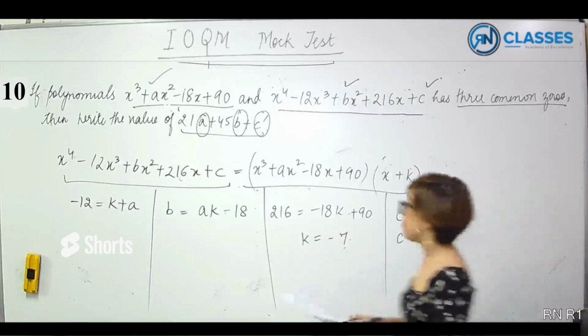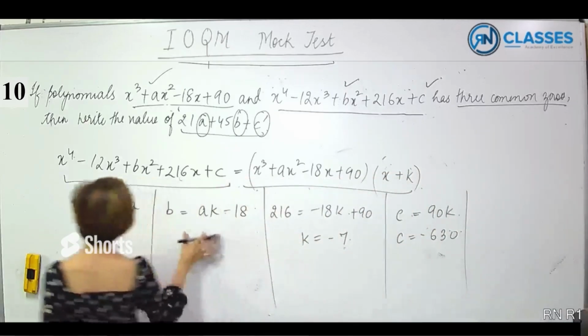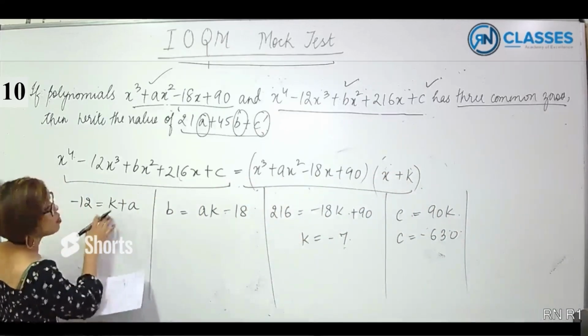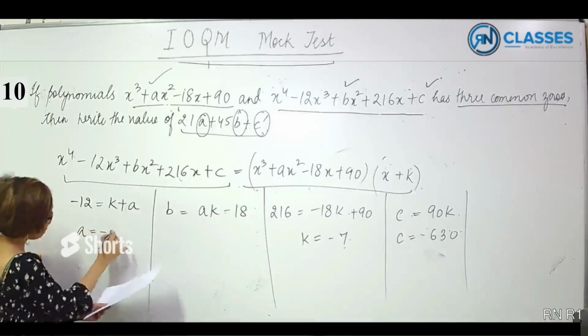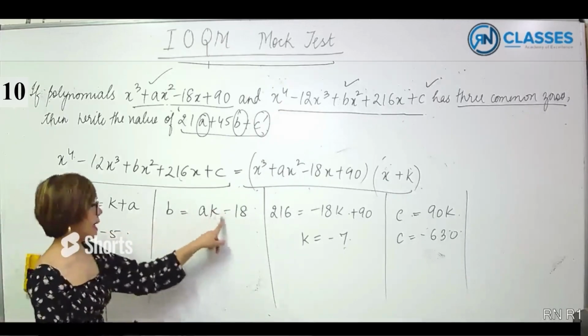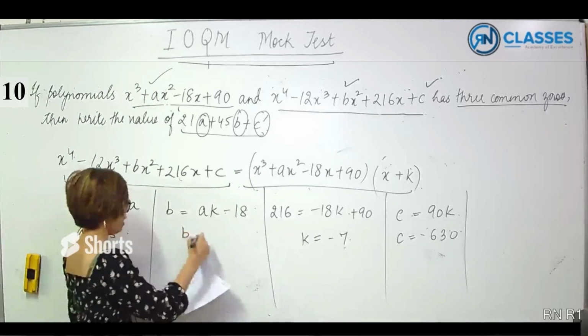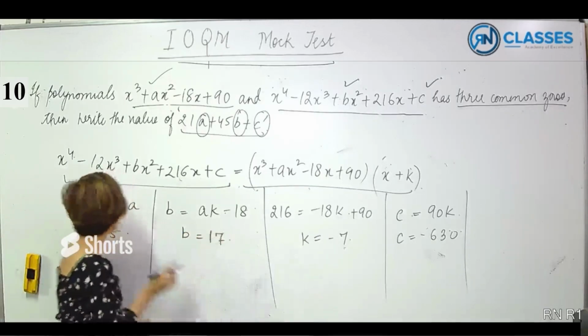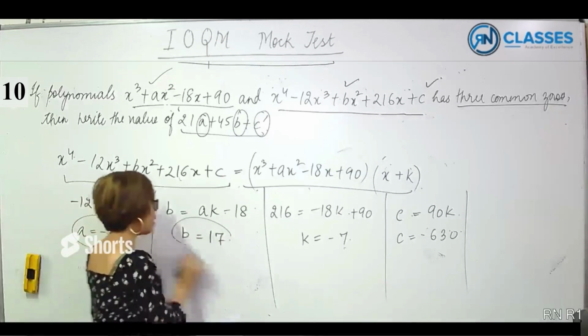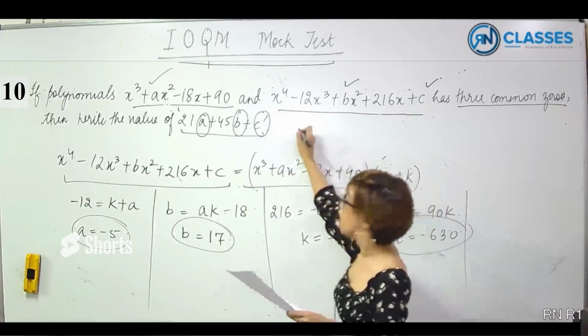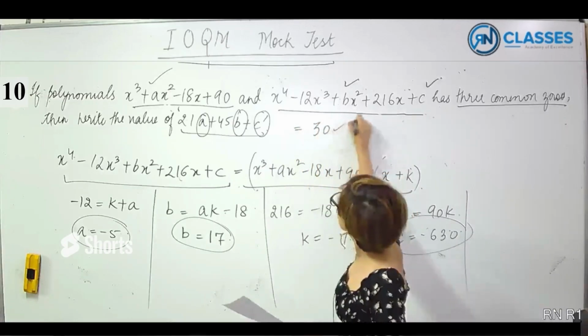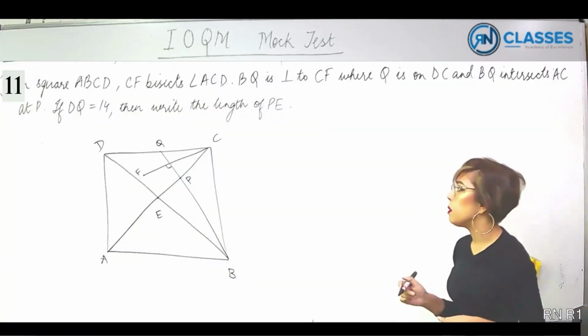Perfect. b. Right. Now, instead of finding out b, I'll find out a. So, substitute k as minus 7. This will turn out to be minus 5. Substitute a and k over here. You will get b, which will turn out to be 70. You know the value of a. You know the value of b. You know the value of c. Just substitute it here and you will get the answer as 30. Alright. On to the next one.